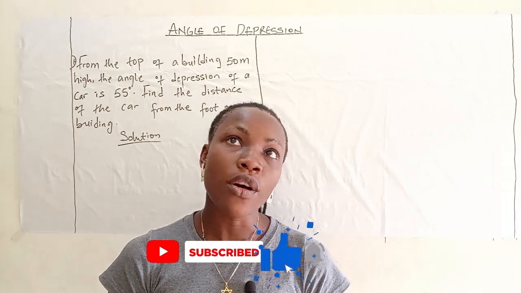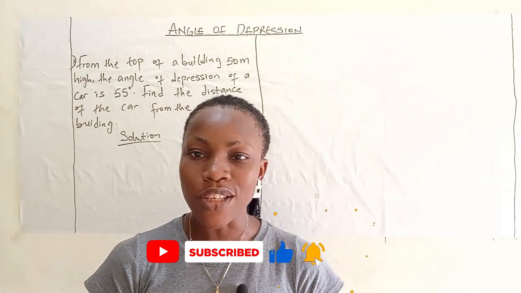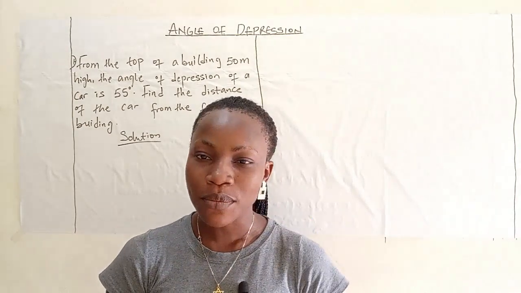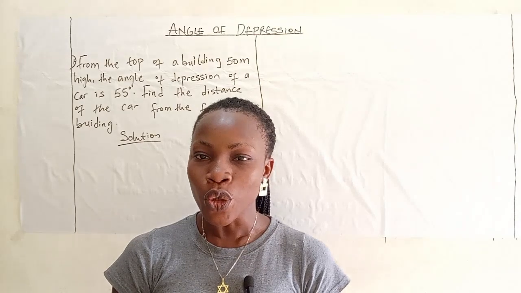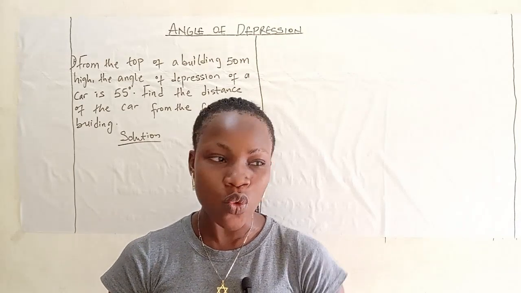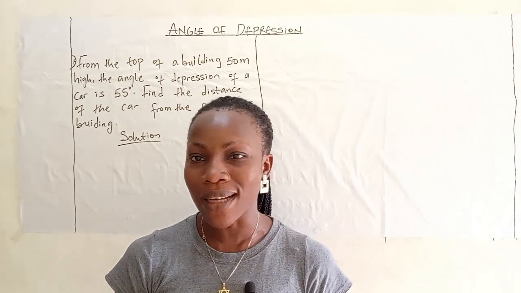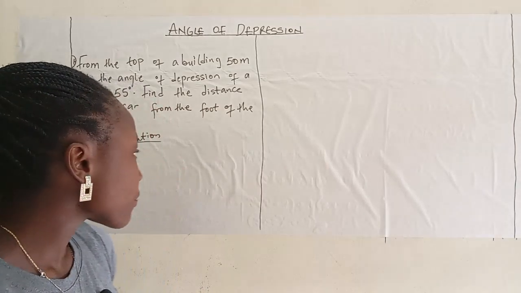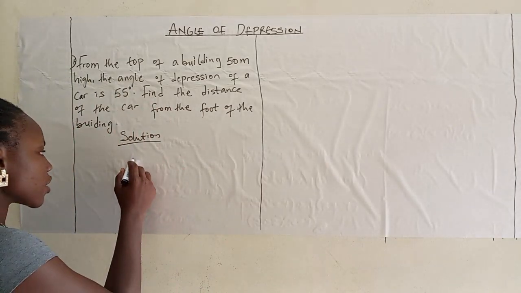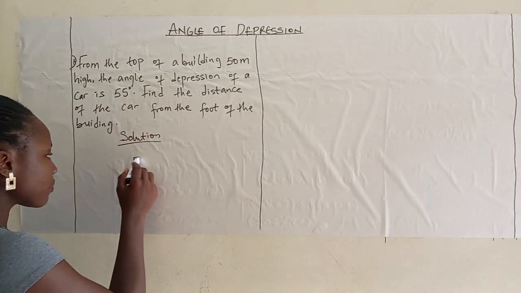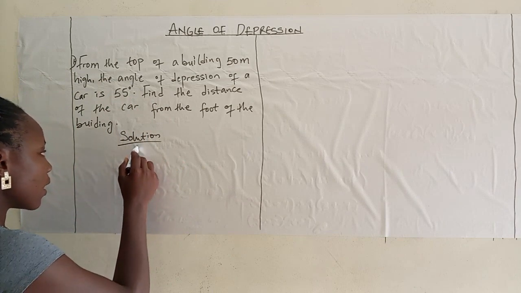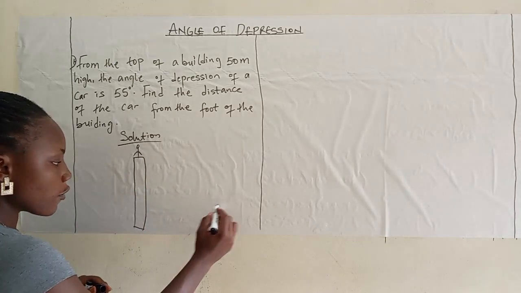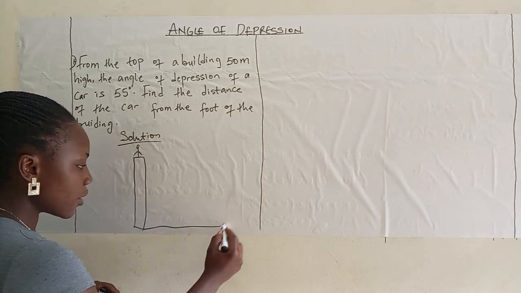For instance, you are on top of your house and you see your friend walking on the street. The angle you make the moment you look down to wave at your friend is simply an angle of depression. Now let's look at this. This is the top of your building and this is you. You are here, then your friend is here. This is the level ground.